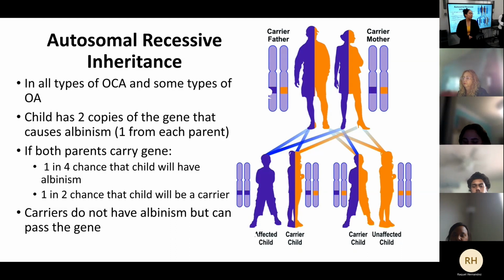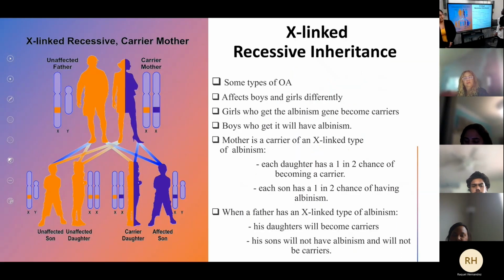And next I'll be passing it on to Louisa, who'll be covering the second mode of inheritance. So in X-linked recessive inheritance, it's seen in some types of OA. It affects boys and girls differently. So girls who get the albinism gene will become carriers, while the boys who get it will have albinism. So if a mother is a carrier of the X-linked type, each daughter has a 1 in 2 chance of becoming a carrier, while each son has a 1 in 2 chance of having albinism. When a father has the X-linked type of albinism, his daughters will become carriers and his sons will not have albinism and will not be carriers. And it's depicted in this picture right here.